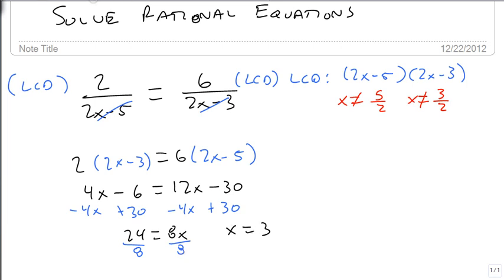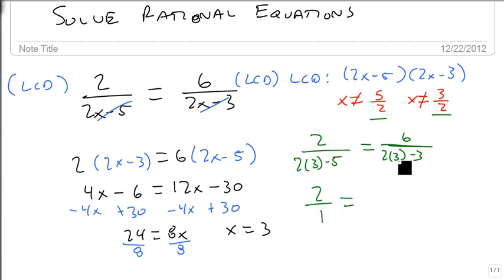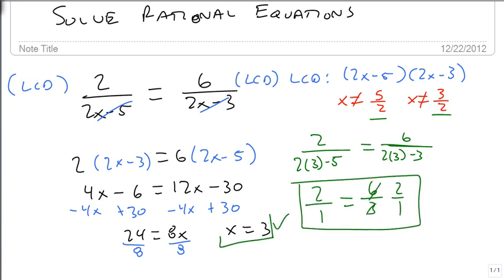Now we need to check, and the first thing we're going to check is we make sure that 3 is not 5 halves and 3 halves, and it's neither. Then we're going to plug it in and see if 2 over 2 times 3 minus 5 is the same as 6 over 2 times 3 minus 3. Well, this is 6 minus 5, so this is 2 over 1. And 6 minus 3 is 3, and so we get 6 over 3, and 6 over 3 reduces to 2 over 1. I get the same thing on both sides, so my answer checks out, and I'm able to move on.